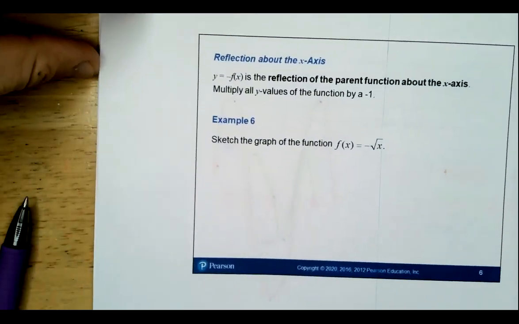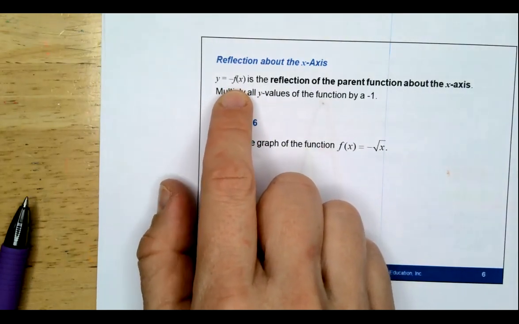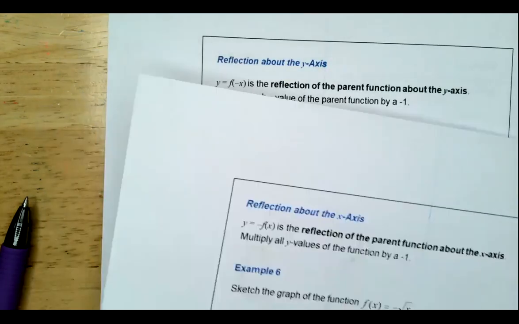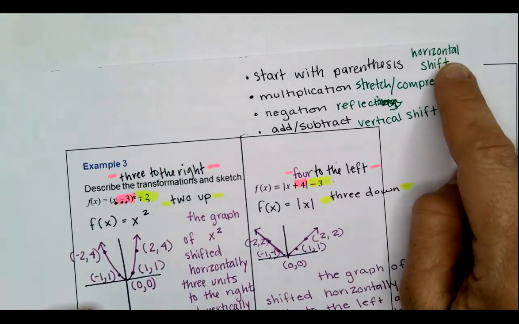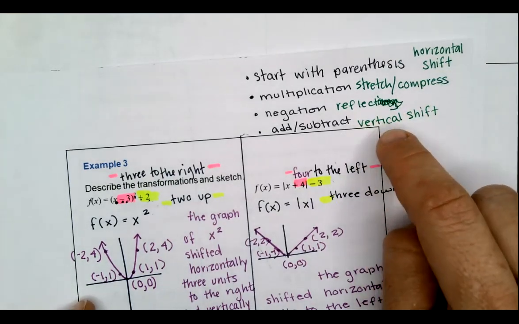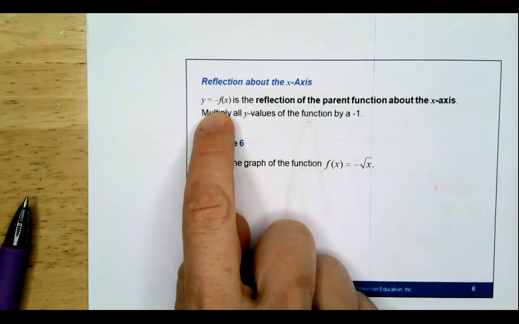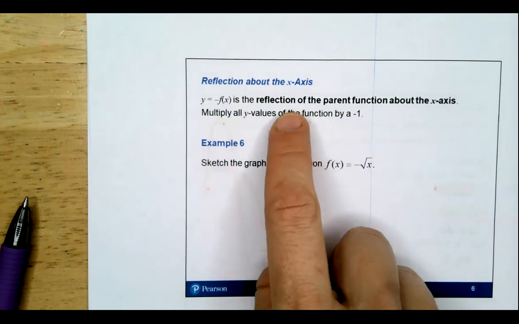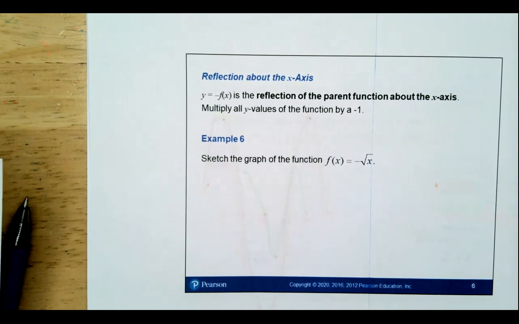Okay, reflection about the x-axis just means if you put a negative in front of the whole f of x, then the parent function is reflected about the x-axis. Remember our order, okay? So the order is that we want to do the horizontal shift first, then stretch and compress, then reflect, and then do that vertical shift, okay? So if you just have a negative in front of the whole thing, then you're reflecting it on the x-axis. All the y values become their opposite, okay?